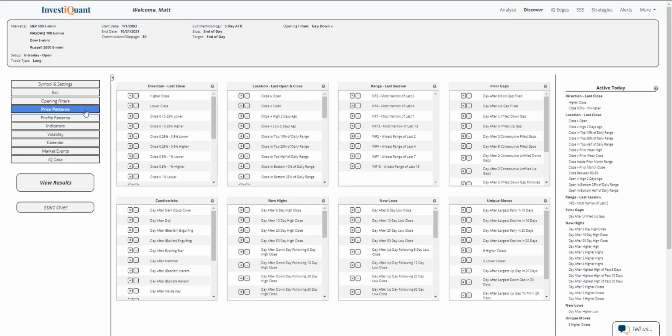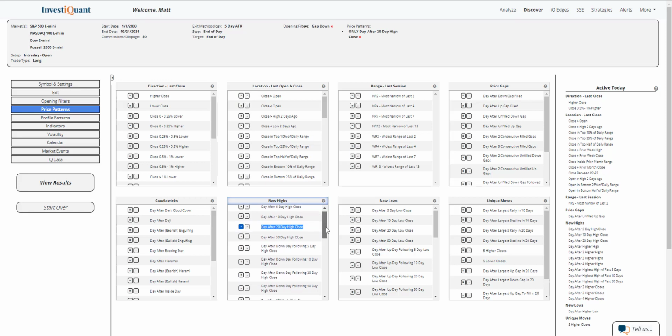Next, I'm going to go into the price patterns, and I'm going to say that yesterday closed at a 20-day high. So I'm going to go to this new highs section and hit equals next to day after 20-day high. But we did not close at the 52-week high. We did not close at the all-time high. So I'm also going to add that to this study. I'm going to say we closed at a 20-day high, but not a 52-week high.